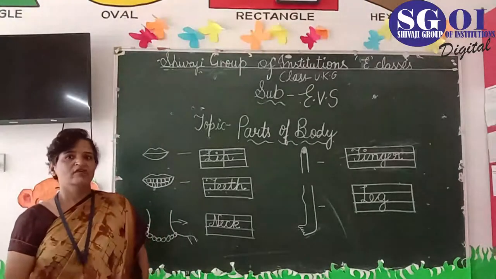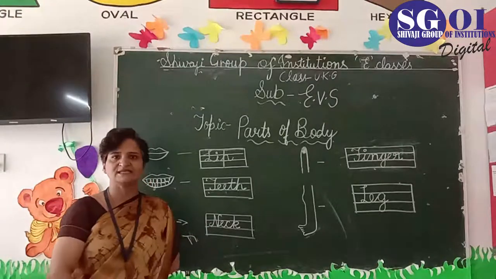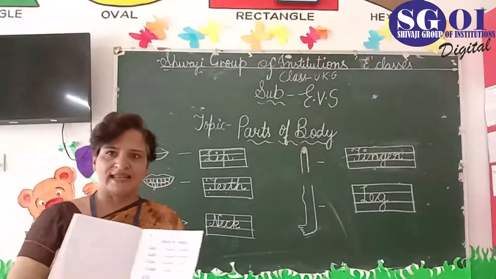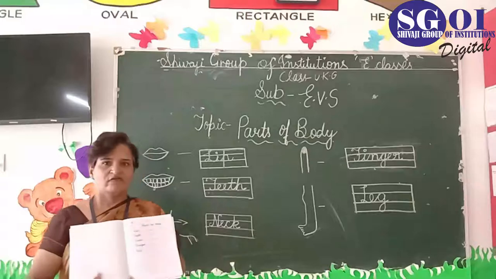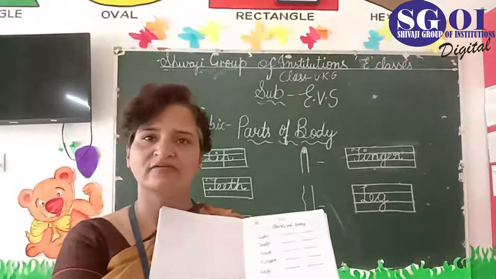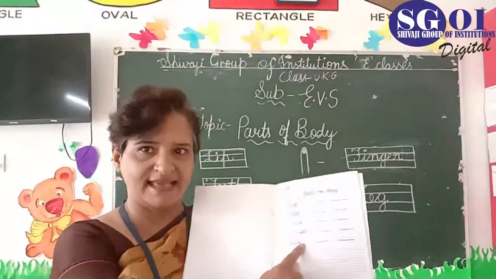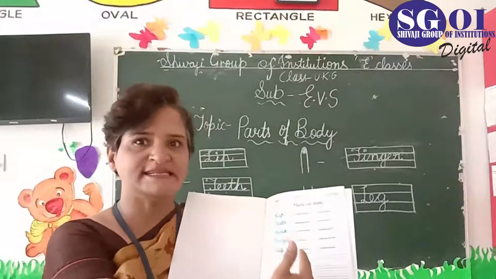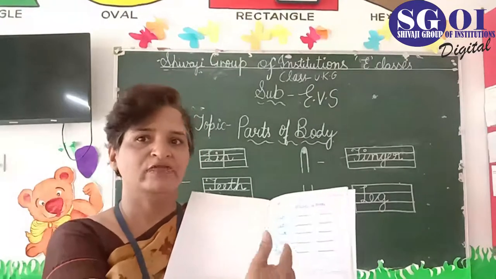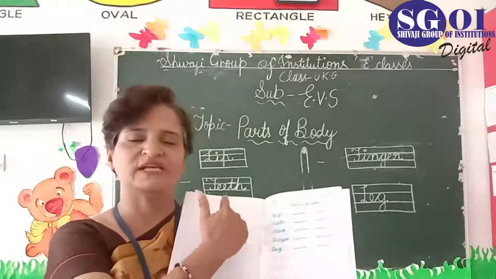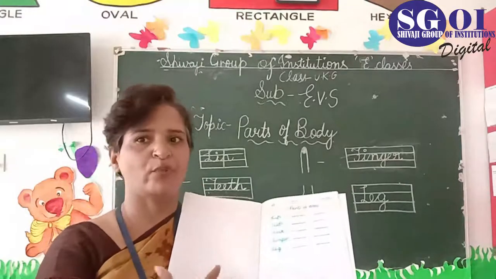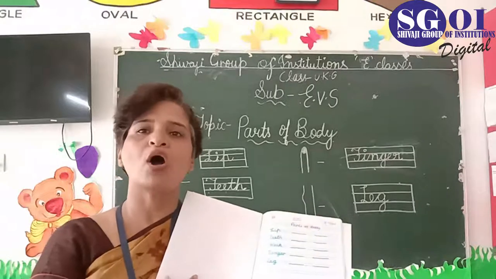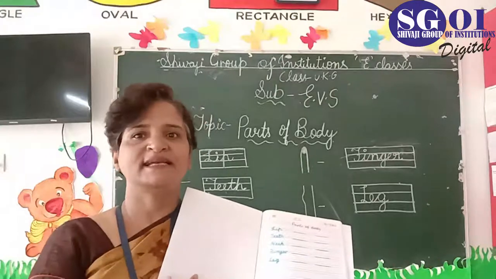What do you have to do now? First of all, you have to learn all these spellings by heart with the help of your parents. After learning the spellings, you have to write them in the copy. First, complete your classwork like this. After completing your classwork, you have to do your homework in neat and clean handwriting. And if you can, paste the pictures of the body parts or make the pictures of body parts. Okay, complete your work in neat and clean handwriting and do all the work today which you have done.